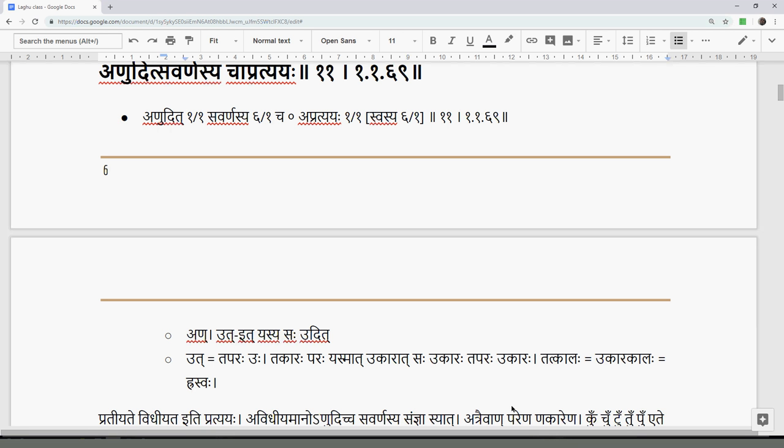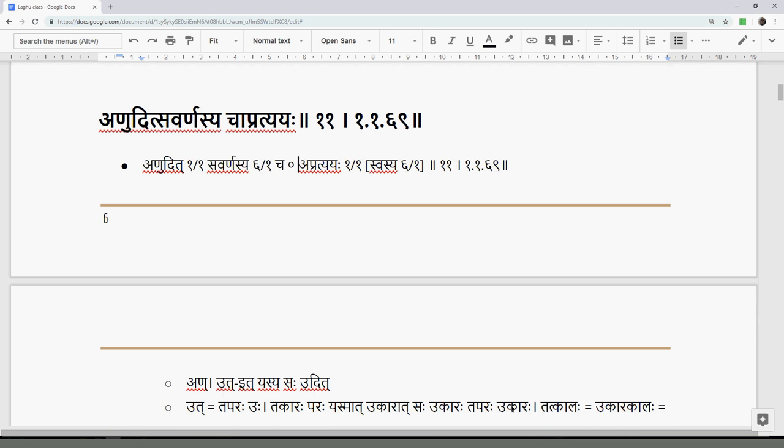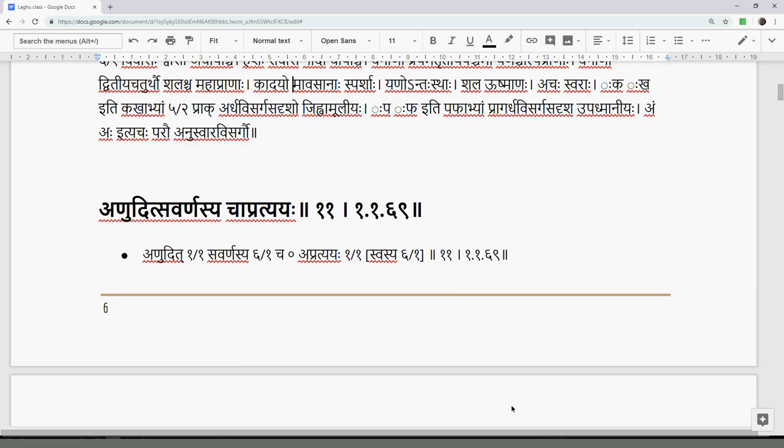And what is this yasya? Yasya varnasya. For whichever, we'll see what this yasya is. Yasya is this apratyasya. Whichever, anything that has Hraswa Ukara as it. In fact, we have already seen this in the earlier sutra.